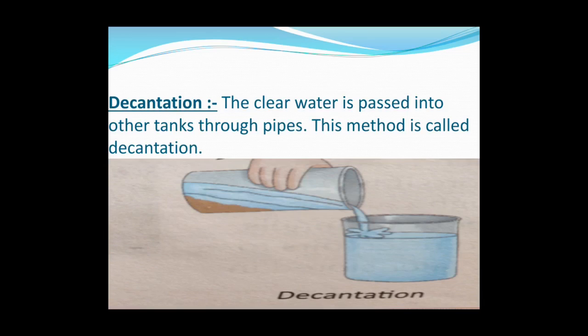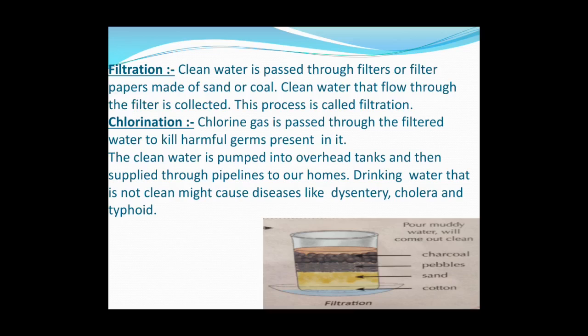Decantation. The clear water is passed into another tank through pipes. This method is called decantation. Filtration. Clean water is passed through filters or filter paper made of sand or coal. Clean water that flows through the filter is collected. This process is called filtration.